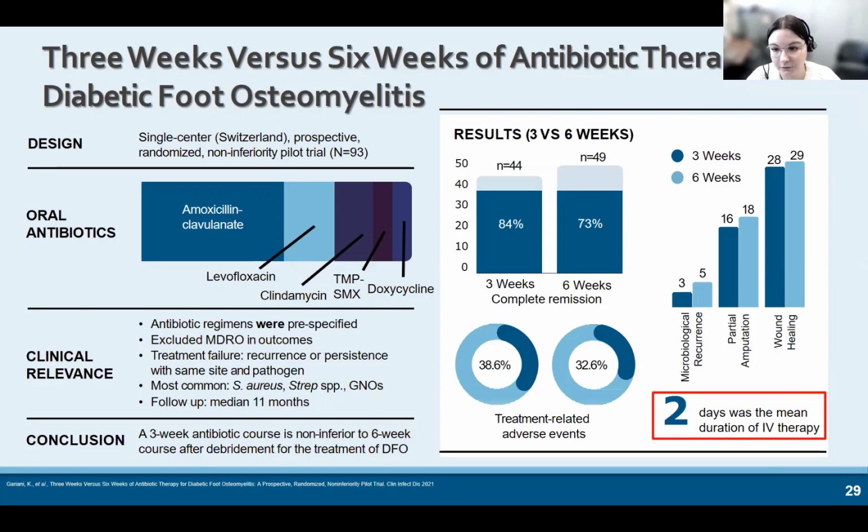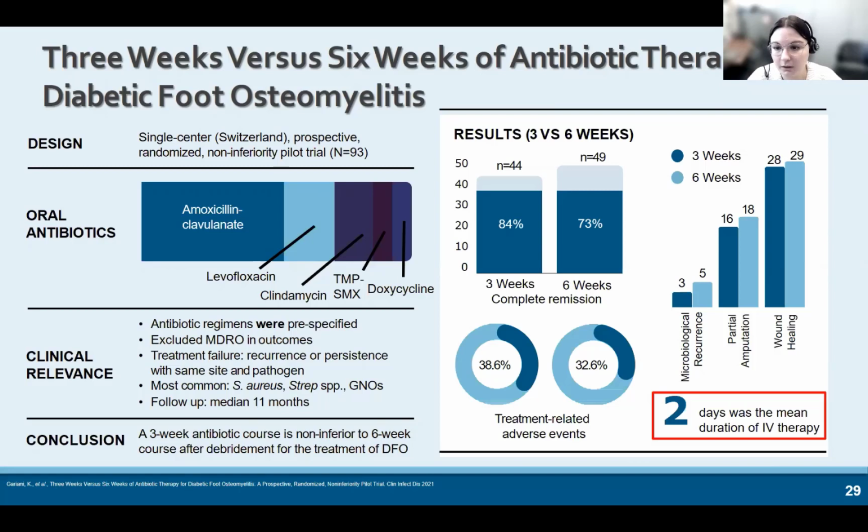Treatment failure was defined as recurrence or persistence of infection at the same site, with at least one of the same pathogens for polymicrobial infections. And the most common pathogens seen in the trial were staph, strep, and gram-negative organisms. The follow-up was a minimum of 2 months, which is pretty short. However, overall, a median of 11 months of active follow-up was done.